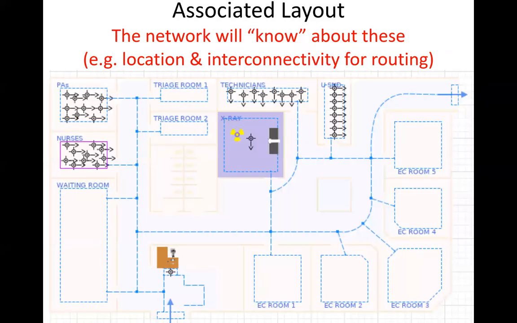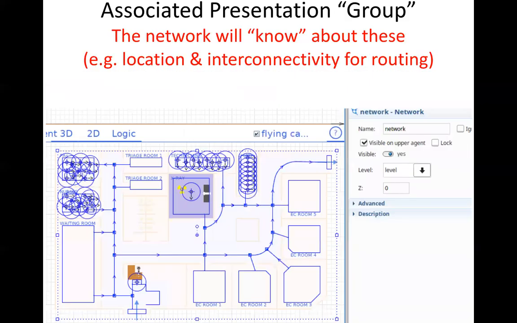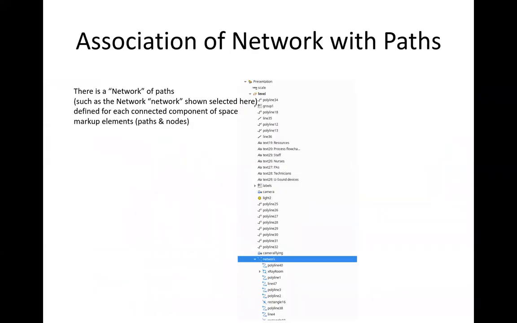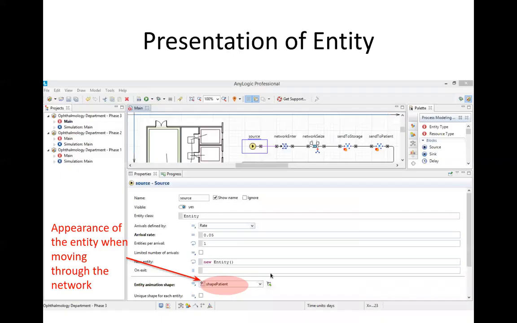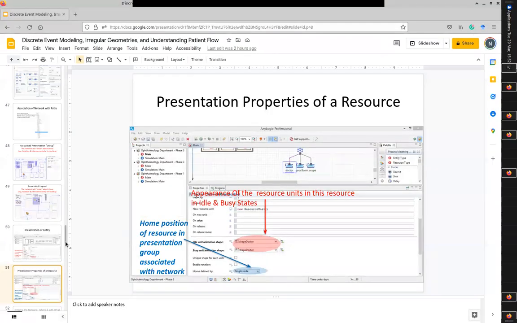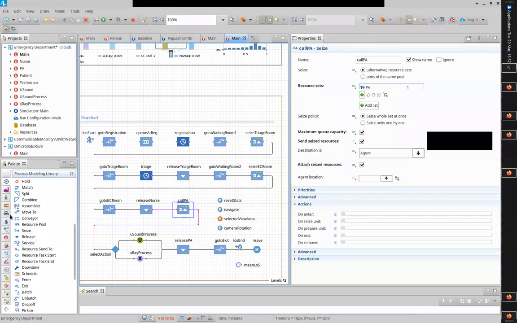I'm not going to go into this, but there's a specific layout mechanism within AnyLogic for drawing these paths. That allows us to build them up with what is called markup language, and that markup language is called space markup. You can basically delineate paths, rooms, nodes, and attractors, which will attract, say, the entities to stand in that area or what have you, and you have paths.